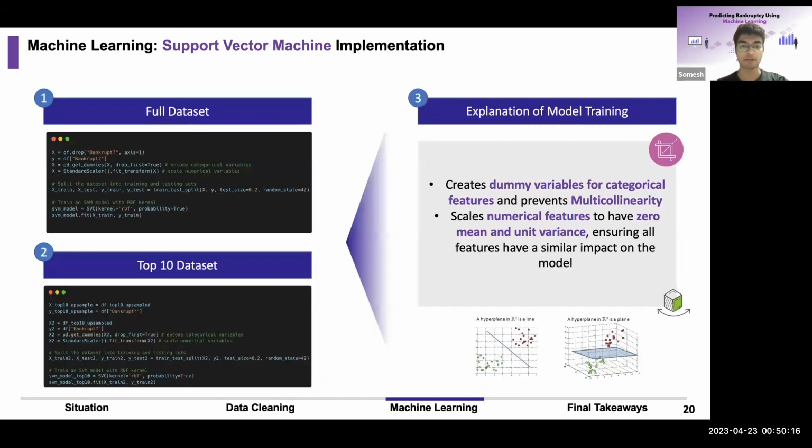In our implementation of the SVM model, we first created dummy variables for categorical features to prevent multi-collinearity. This refers to the high correlation between two or more variables in the dataset, which can cause problems when our model interprets the data, as it can make it difficult to determine which predictors are truly important and which ones are redundant. Numerical features were also scaled to ensure they have zero mean and unit variance, ensuring that all features have a similar impact on the SVM model.